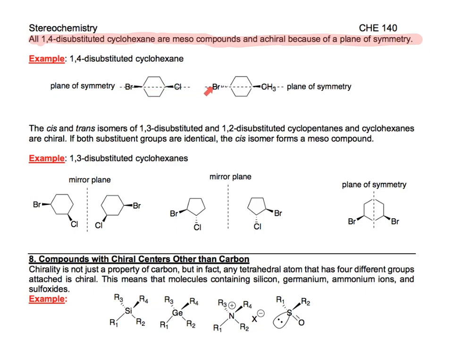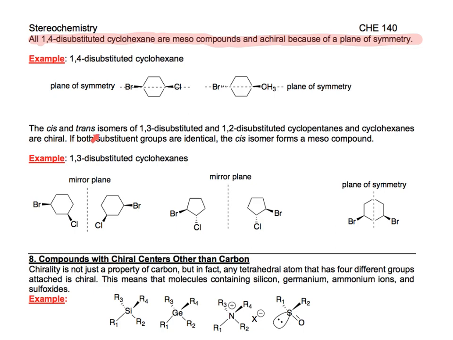plane of symmetry. Same with bromine and CH3, methyl group here. You can see that in this case they're trans, they're still split by a plane of symmetry, so no matter what, 1,4 disubstituted cyclohexanes are meso compounds.